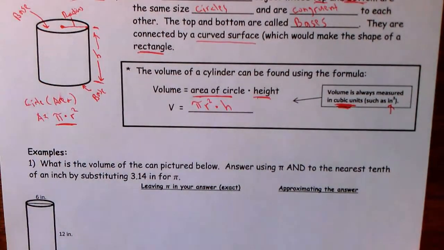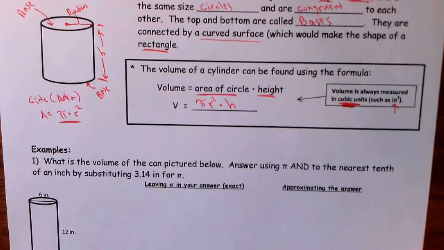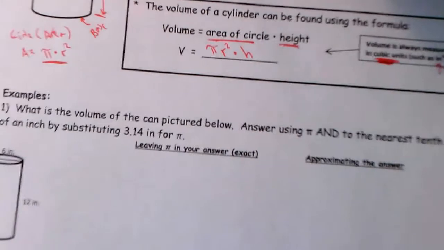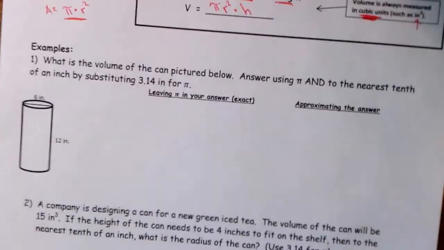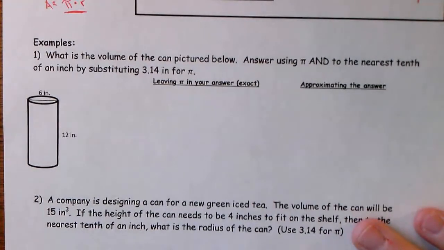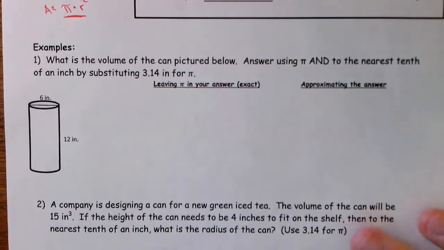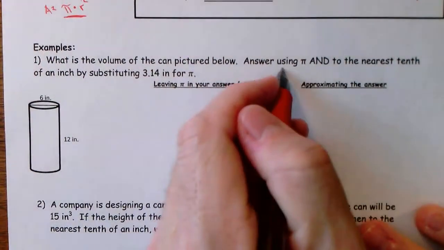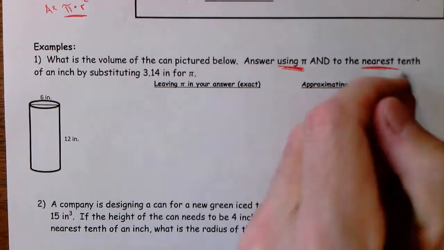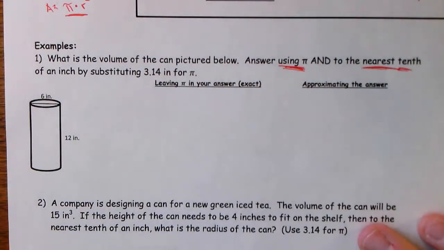All right, so we're going to use this formula in a couple examples, and we'll be finished here. So first up, we've got this example here. What is the volume of the can pictured below? And we're going to answer two ways. We're going to answer using pi, and we're going to answer to the nearest tenth. And I want to make sure you know how to do both of those things.